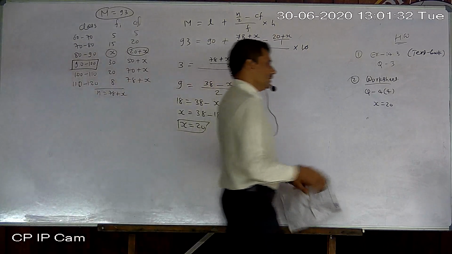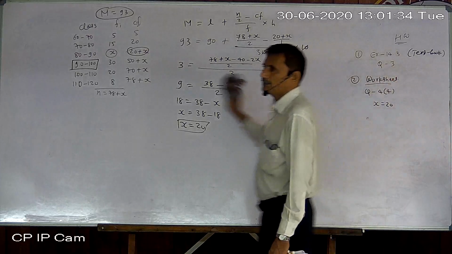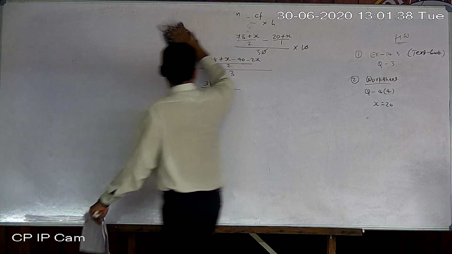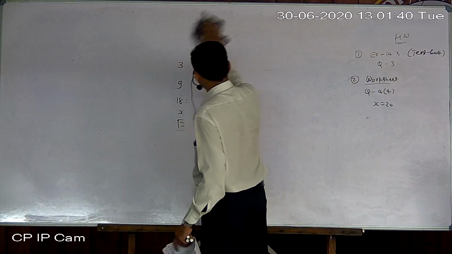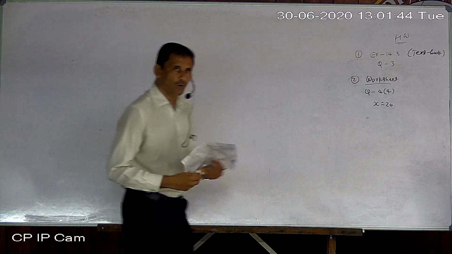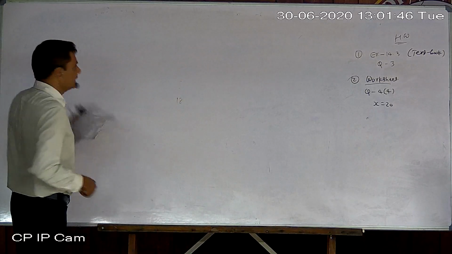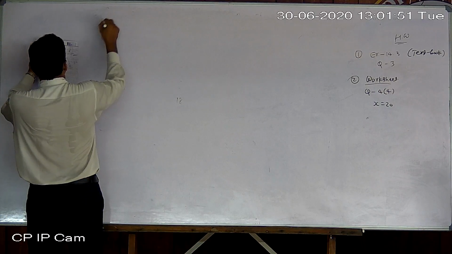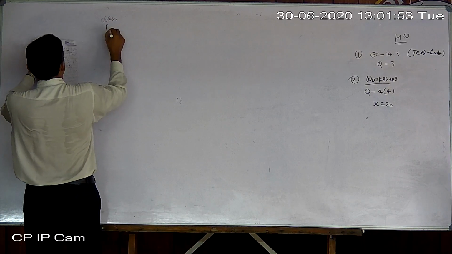As you know, in mode, no need to prepare a table. Directly you can start from the formula. Okay, in earlier practice also, we found mode directly only. So this is the sum, class and frequency.